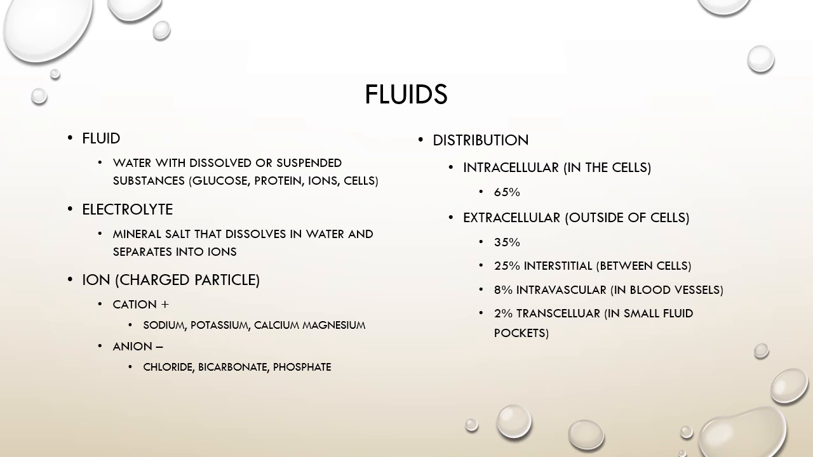Fluids are distributed throughout the body with about 65% of the fluid in the intracellular space, so inside your cells, and about 35% in the extracellular space, or outside of your cells. 25% then of this extracellular fluid is interstitial, or between the cells. Basically think about it as almost like no man's land or a barrier between the intravascular and the intracellular fluid. And then 8% is in your blood vessels, so that's intravascular, and about 2% is transcellular, which is in small fluid pockets like your CSF and the linings of your joints and in between the visceral and parietal layers of your pleura.